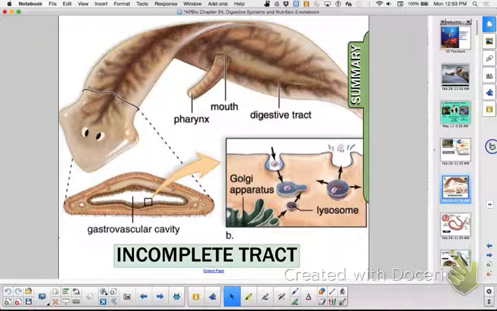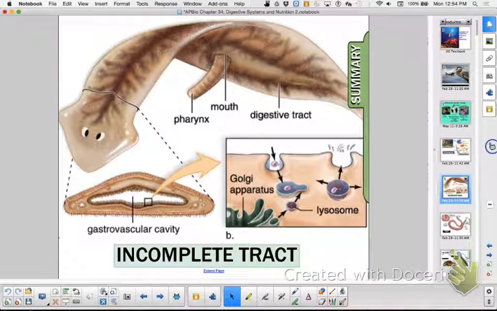Incomplete versus complete digestive tract. Here we're looking at the planaria again, and I'm going to pause just for a minute on your notes. Go back to the overview of digestive tracts. We have: 1, ingests food. 2, breaks down food into small molecules that can cross the plasma membrane. 3, absorbs these nutrient molecules. 4, eliminates undigestible remains. We talked about that. Not all organisms have a tract or a gut. Like a sponge uses intracellular digestion within its cells.